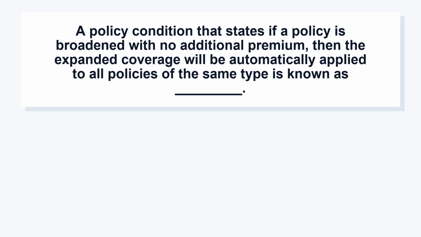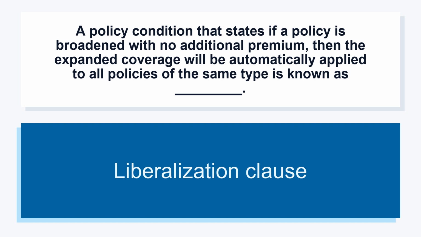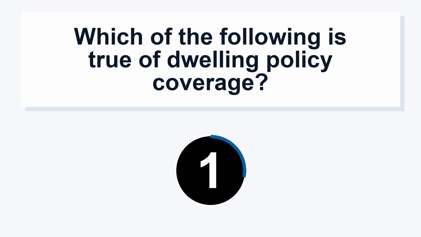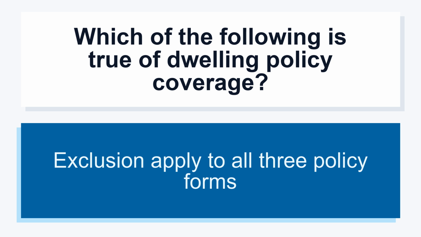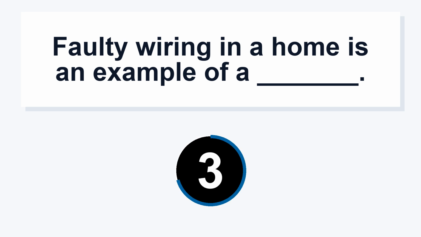A policy condition that states if a policy is broadened with no additional premium, then the expanded coverage will be automatically applied to all policies of the same type is known as liberalization clause. Which of the following is true of dwelling policy coverage? Exclusions apply to all three policy forms. Faulty wiring in a home is an example of a hazard.